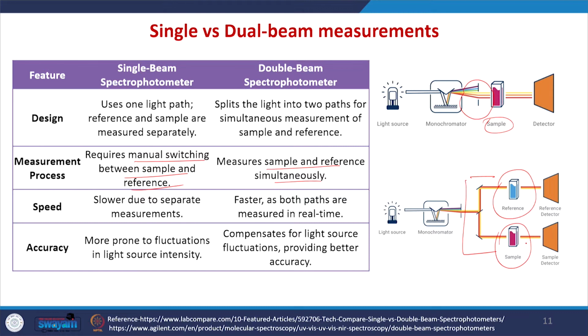So, that is the advantage of the double beam spectrophotometer. Speed wise, the single beam is slower due to separate measurements, and the double beam is faster as both paths are measured in real time. Accuracy wise, the single beam is more prone to fluctuations in light source intensity, whereas the double beam spectrophotometer compensates for light source fluctuation and provides better accuracy. So, that is why most labs use double beam spectrophotometers.